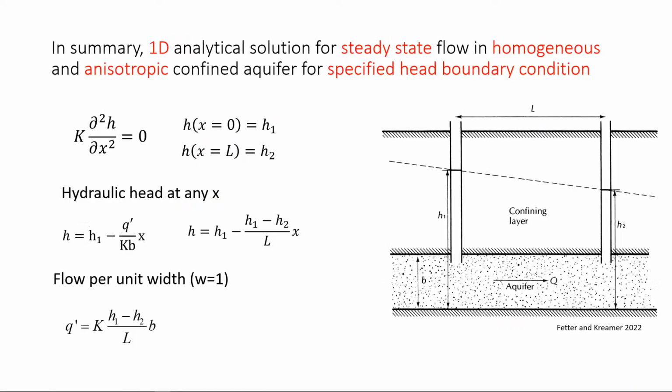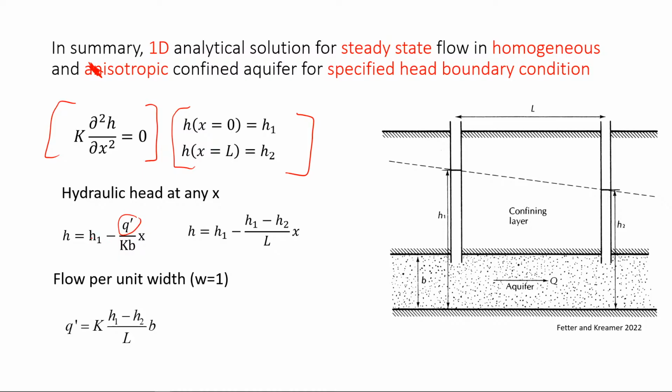So in summary, the analytical solution for steady state flow in a homogeneous and isotropic confined aquifer, with a specified head boundary condition. This is a typo. You have the governing equation and the boundary condition. We can solve this for hydraulic head at any x and find a closed form solution. And this is per unit width.